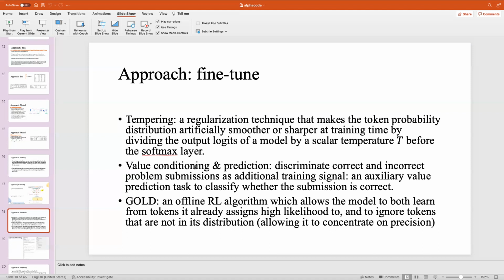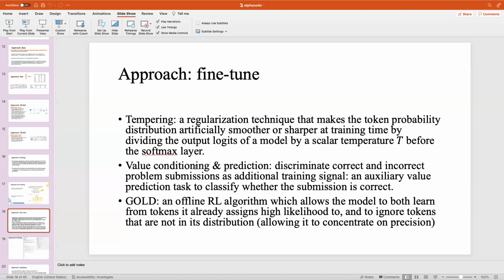The third technique in fine-tuning is called GOLD. It's an offline reinforcement learning algorithm, which allows the model to both learn from tokens it already assigns high likelihood, and also to ignore tokens that are not in its distribution. Since it's an offline method, it's easy to implement, and the authors find it's very effective in the fine-tuning phase of AlphaCode.